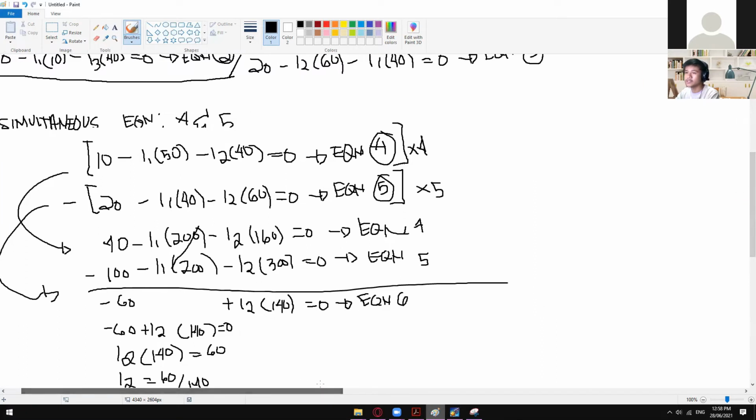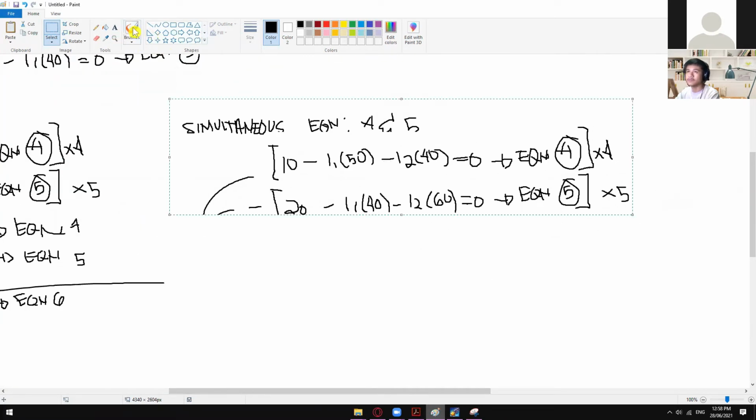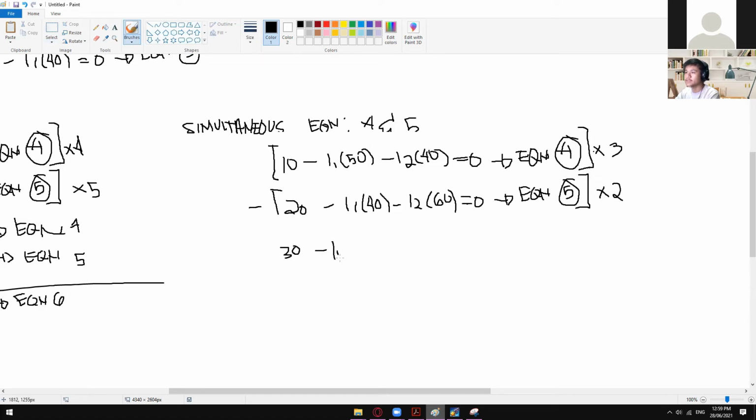So for the equation, let me get this one. And then let's place it right here. Simultaneous equation. For the 4 and 5, still 4 and 5, but in here we now have to eliminate the I2 for us to be able to get the value of I1. So in here, this will become times 3, and then the equation number 5 will become times 2. So doing that one, our equation number 4 will become 3 times 10 is 30 minus I1, 50 times 3 is 150 minus I2, 40 times 3 is 120. Is equal to zero.